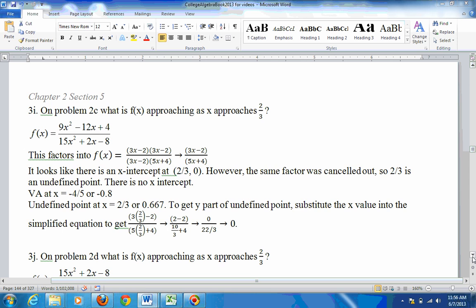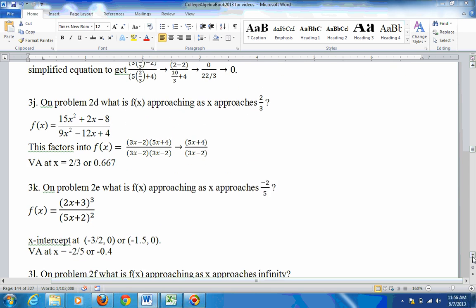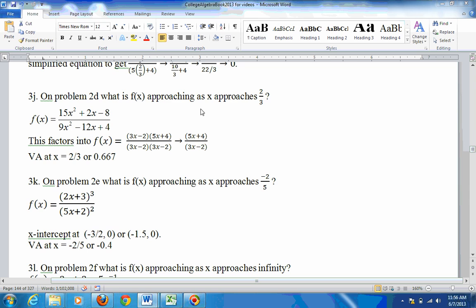On 3J, it says on problem 2D, what is f of x approaching as x approaches 2/3? Okay, 2/3 came from the 3x minus 2, and look, even on the simplified one, there's a 3x minus 2 left in the bottom, which gave us a vertical asymptote. So since there's a vertical asymptote, it's approaching infinity on this one. On 3K, what is it approaching as x approaches -2/5? The -2/5 came from the bottom, so that's a vertical asymptote, and it's approaching infinity then. So that would be infinity.